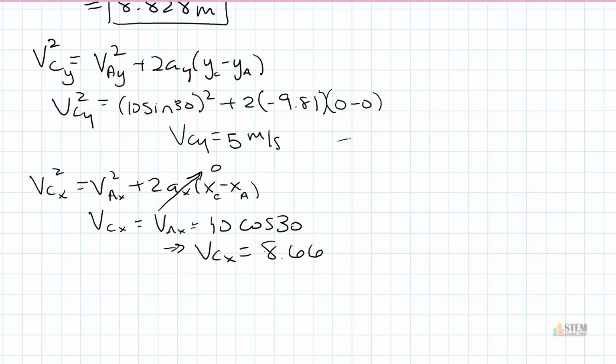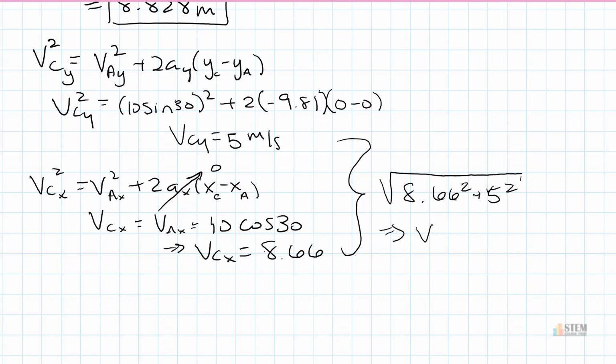And if I want to find the magnitude, we just do the square root of the sum of the squares. So we'll do 8.66 squared plus 5 squared. So then VC will be 10 meters per second. All right. And there's that one. All right. So that was what you were asked to find. All right. And it says H on the diagram. So let's go ahead and see how we work through and find that.